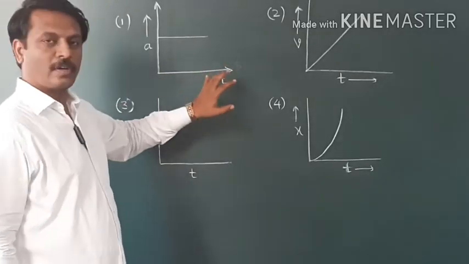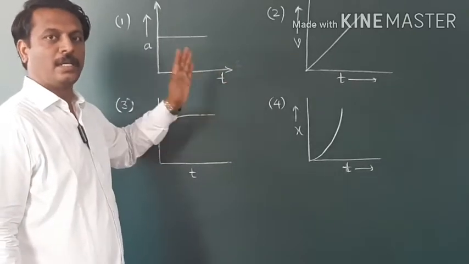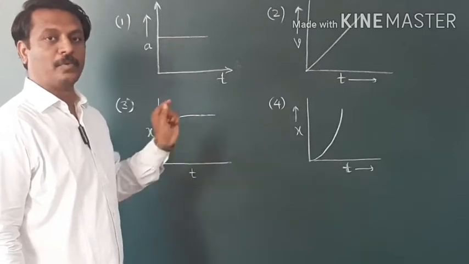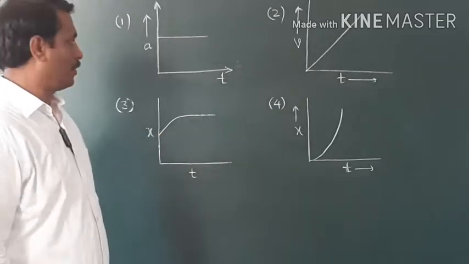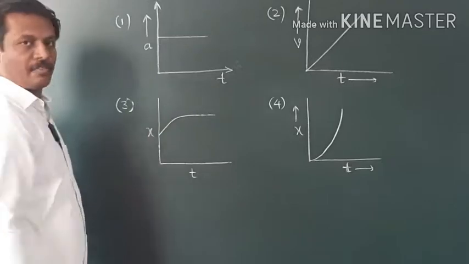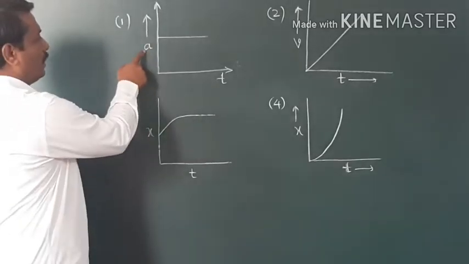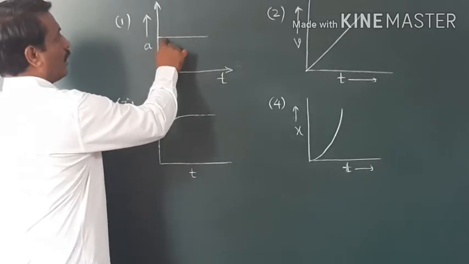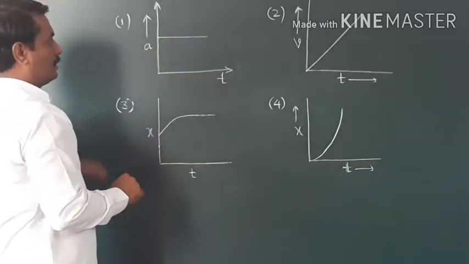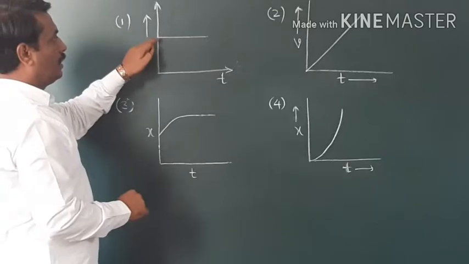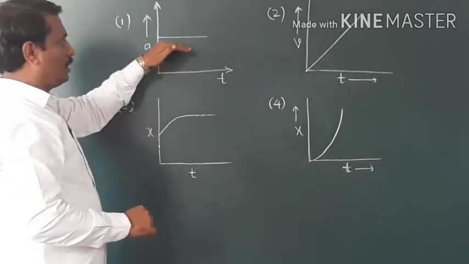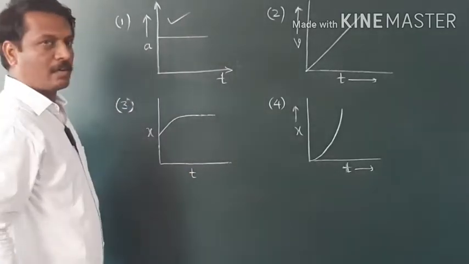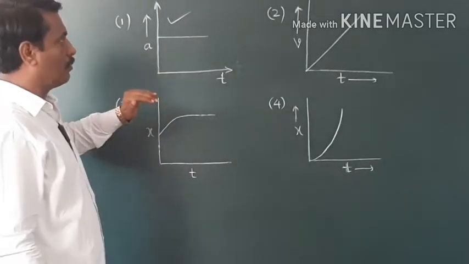Which of these 4 graphs represents the motion of a particle which starts from rest and moves with constant acceleration. Okay, so you observe the first graph. The first graph is acceleration versus time. Here the graph is parallel to x-axis. That means acceleration remains constant. That means it is uniform acceleration. So the first graph represents that motion.